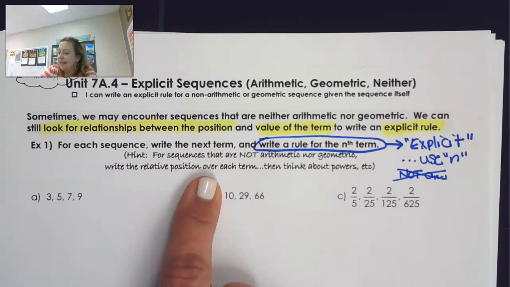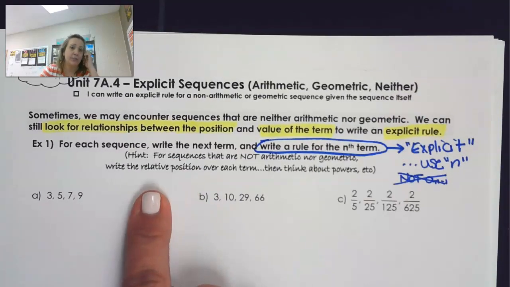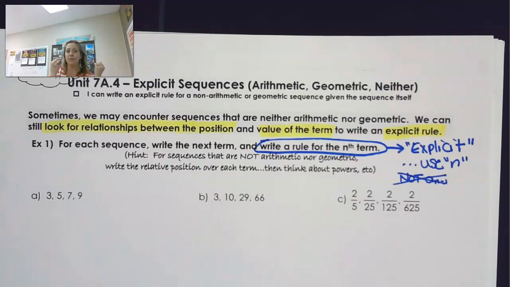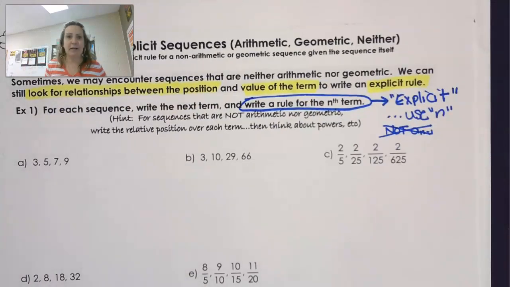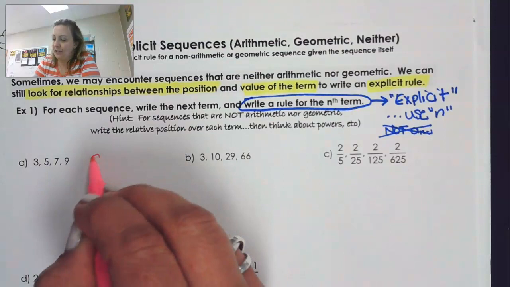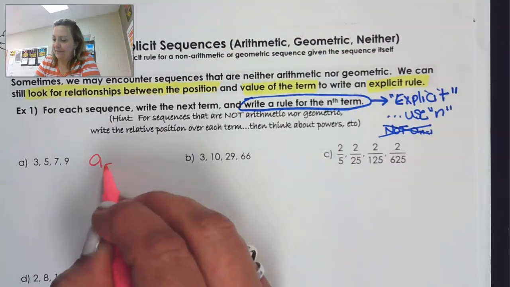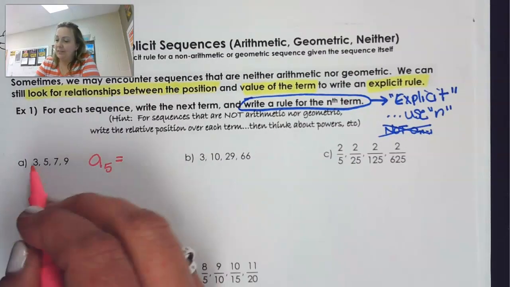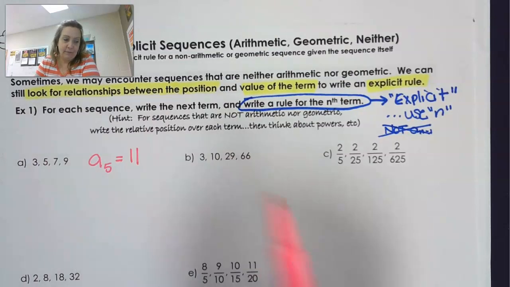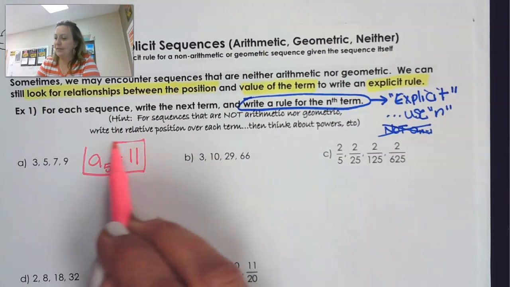Now, for sequences that are not arithmetic or geometric, my suggestion is going to be to write the position over each term. Think about powers, stuff like that. We'll work through this. All right. So in letter A, we have 3, 5, 7, 9. As far as our next term goes, our next term would be a sub 5. Can you guys tell the pattern what that would be? It looks like we're adding 2 each time, so our a sub 5 would be 11. Okay, so that's my next term.